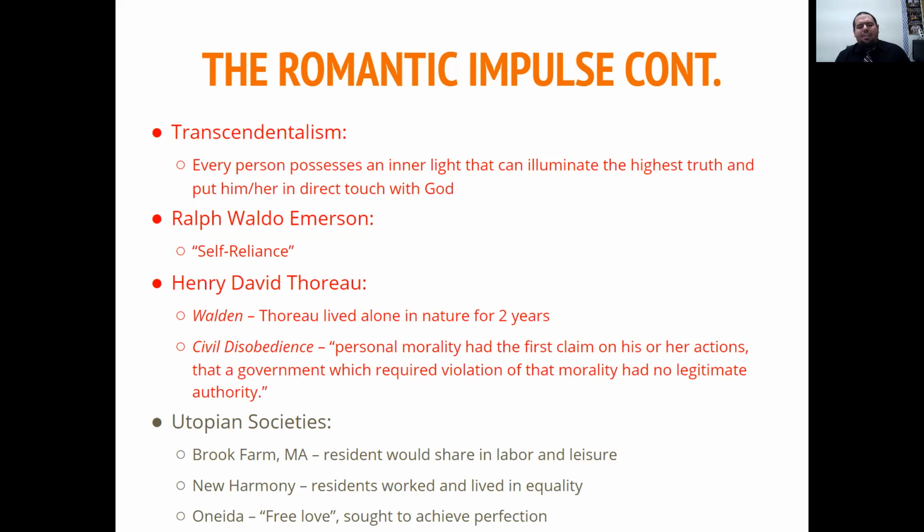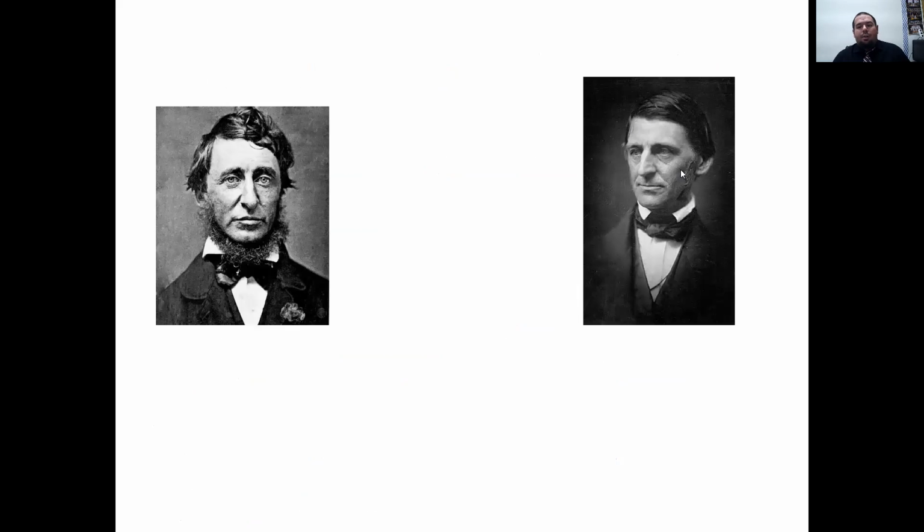And so you have Brook Farm in Massachusetts, where residents would share in the labor and the leisure. You have New Harmony, where residents worked and lived in equality. And then you have the Oneida Society in New York, where they had free love. They sought to achieve perfection. That's utopias. So here's Emerson on the right, and here's Henry David Thoreau on the left.